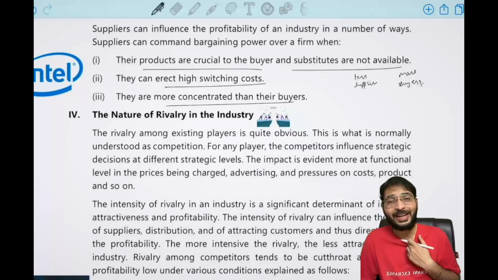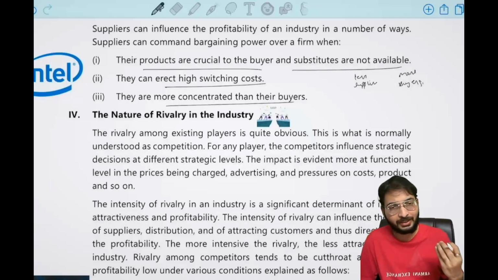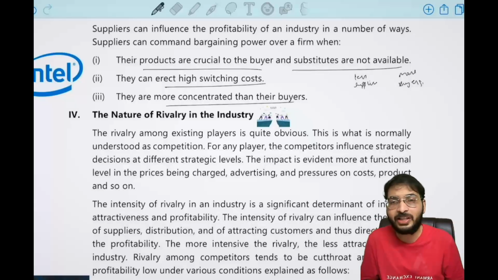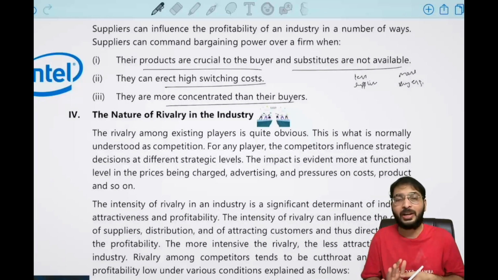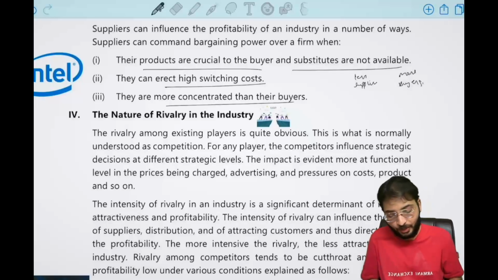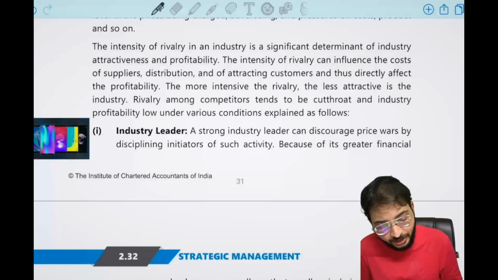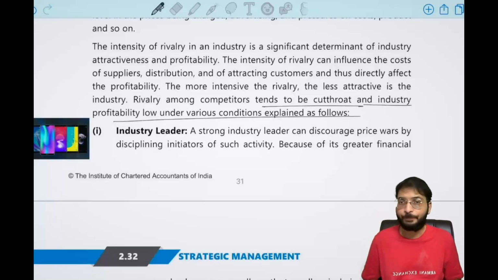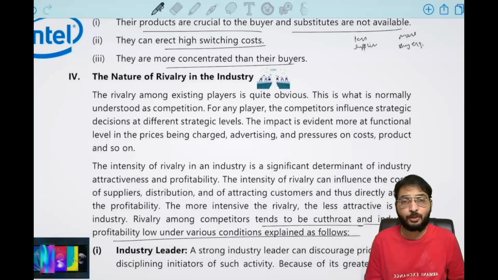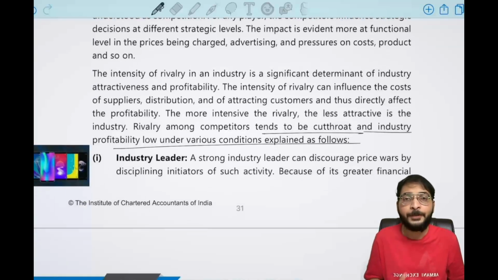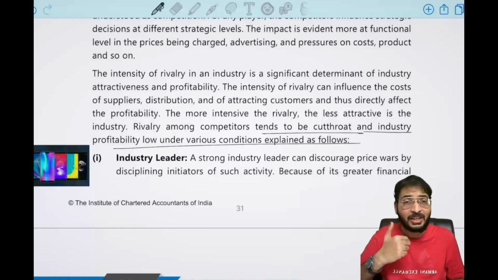Fourth one is called nature of rivalry in the industry. It is nothing but competition. Coke and Pepsi, Tata and Mahindra, all these are what? They are the competitors. So that is called nature of rivalry in the industry. But in the following situations, the competition tends to be cutthroat and the industry profitability is low. So the point we are studying is nature of rivalry in the industries. Under the following circumstances, the industry profitability is very low and there is a cutthroat competition.